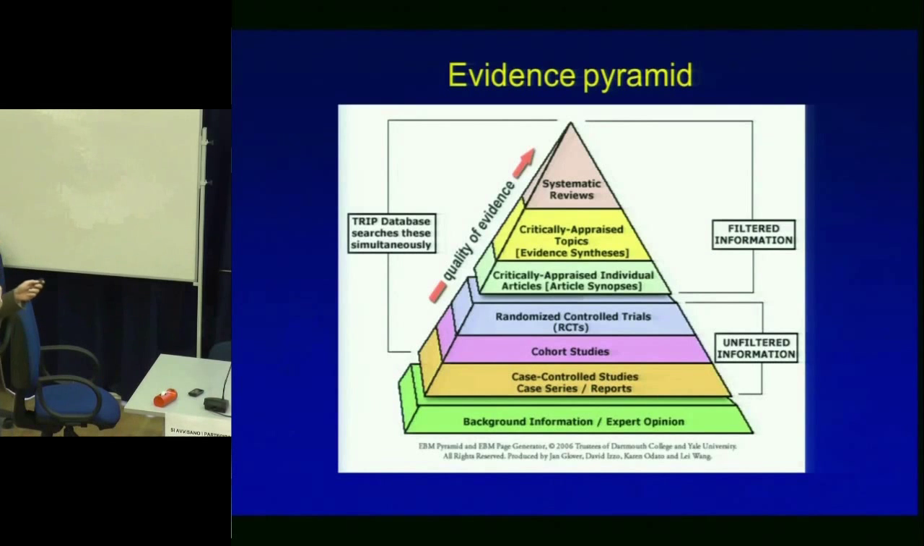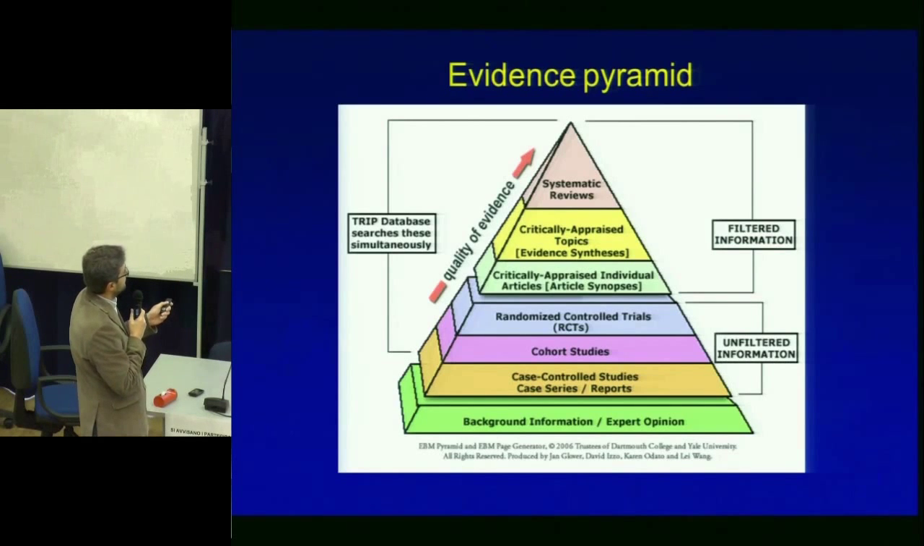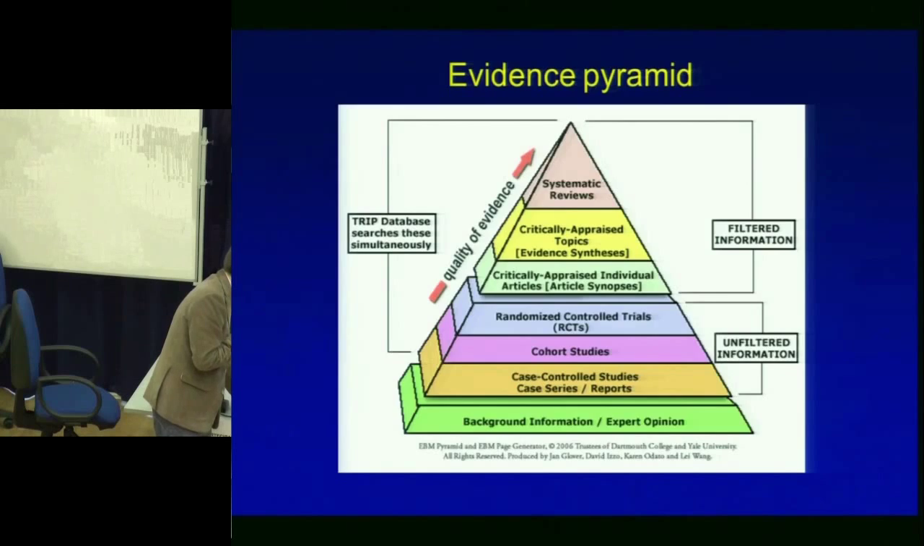It's famous: the evidence pyramid. It means that we have a lot of data on expert opinion, case series, case reports, but this is low quality evidence. At the top, we have high quality evidence but little information, for example, randomized controlled trials, unfiltered information, or filtered information such as systematic reviews. So high quality, low amount of data; a great amount of data at the bottom. And so we have to try to change this pyramid to the opposite.